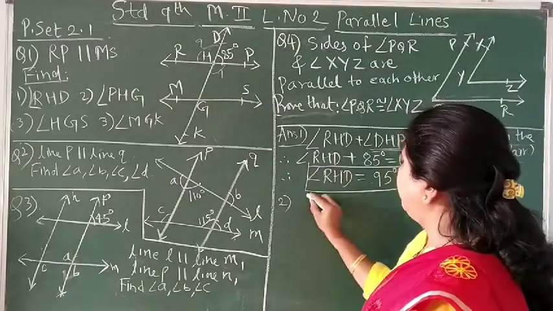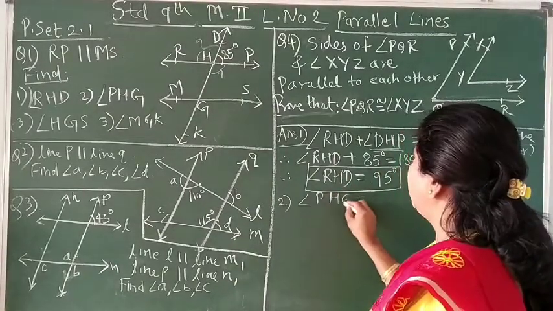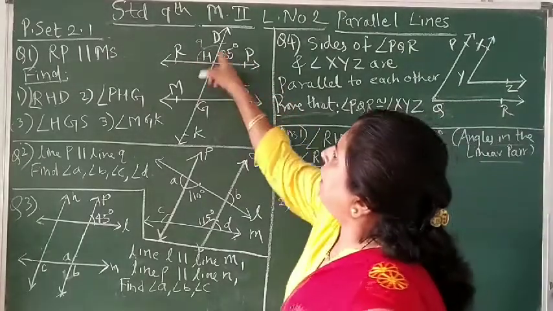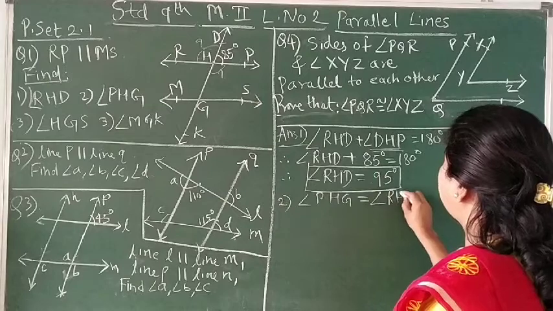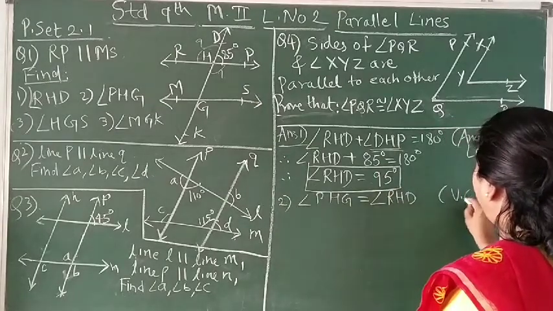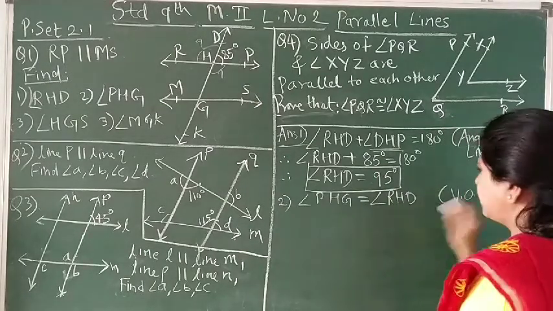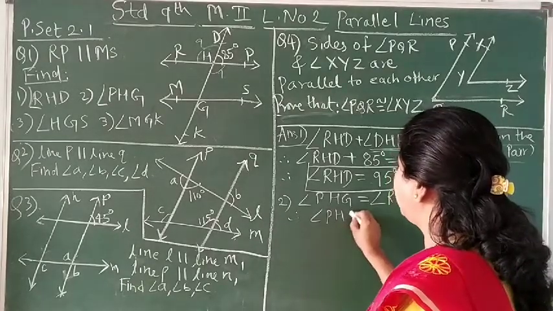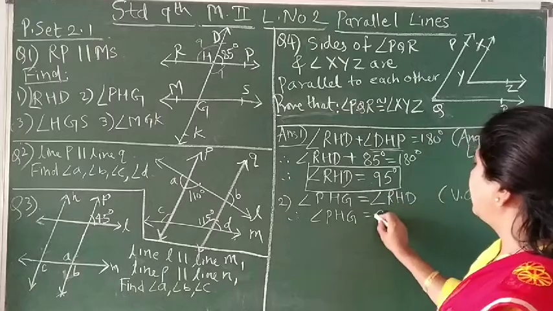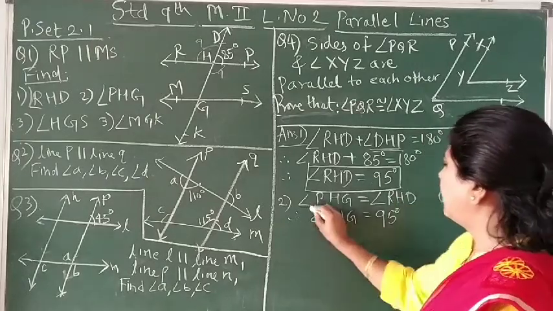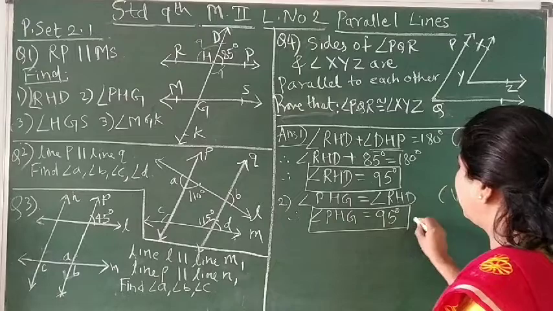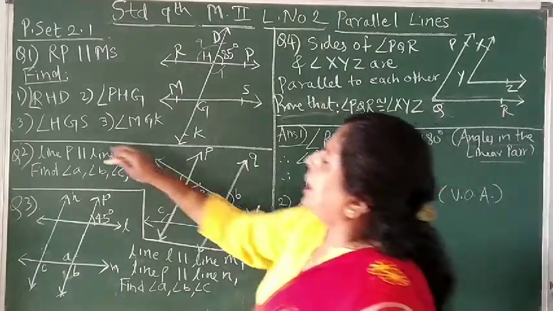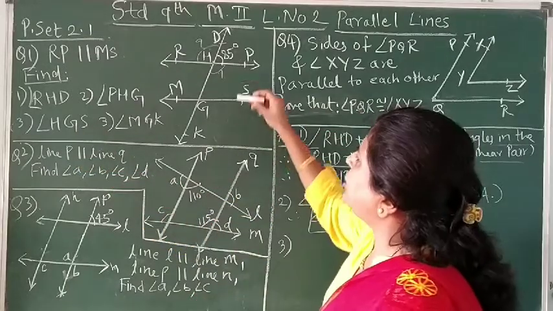So let's write angle PHG is equal to angle RHD. The reason is they are vertically opposite angles. These two angles are equal in measure, and therefore angle PHG is equal to RHD, that is 95 degrees. This is the answer. Then the third sub question, to find the measure of angle HGS.